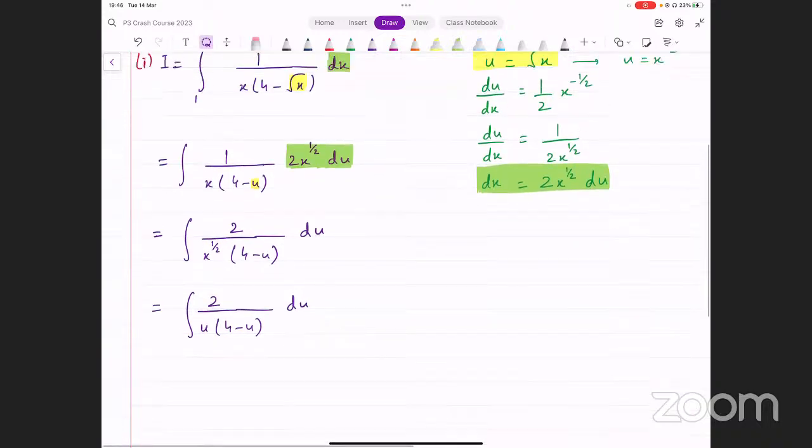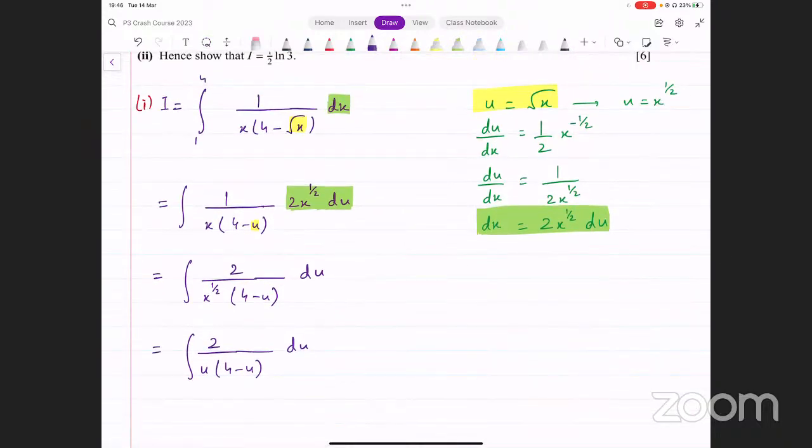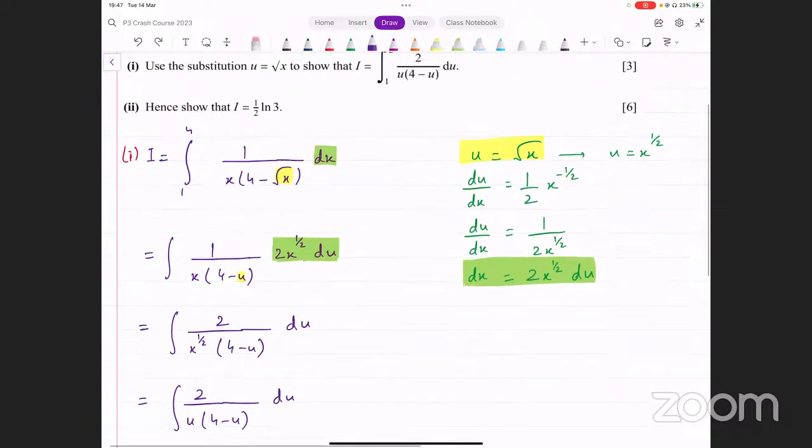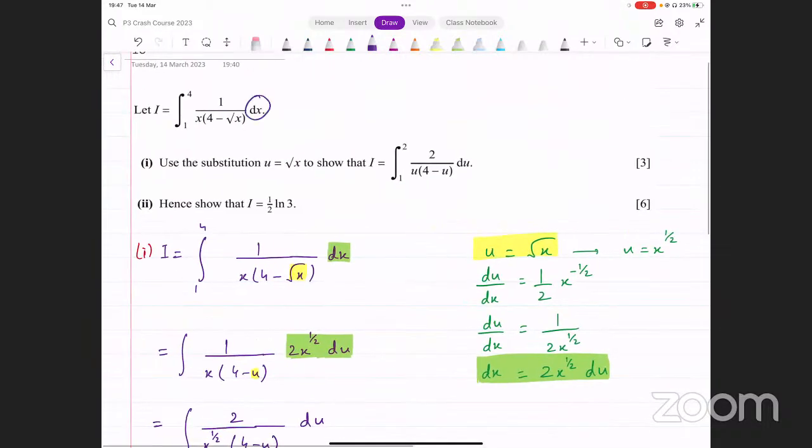Now, why are we not writing limits here? Remember the limits that we were given here from 1 to 4, they are limits of x. We have the original integral in terms of x. So the limits that we have here are also in terms of x. So it's x equals 1 to x equals 4. That's what the limits are. All right.